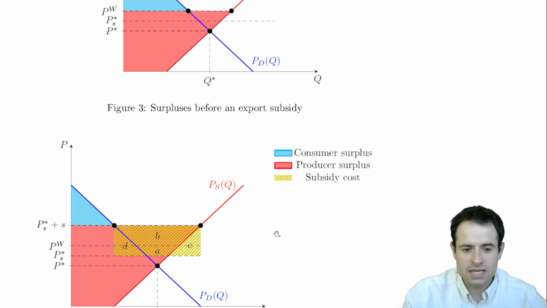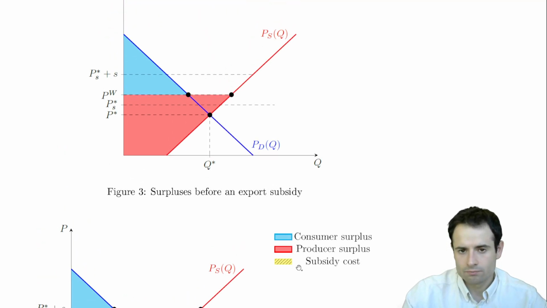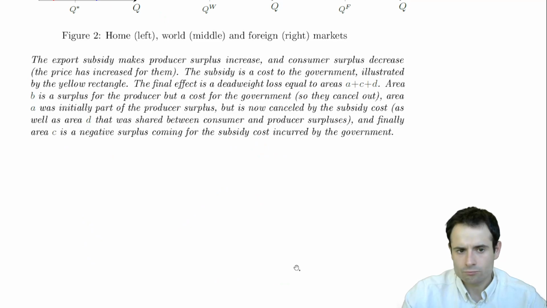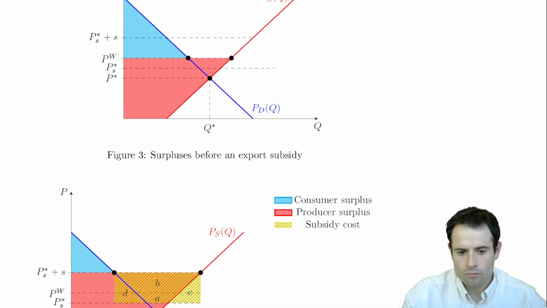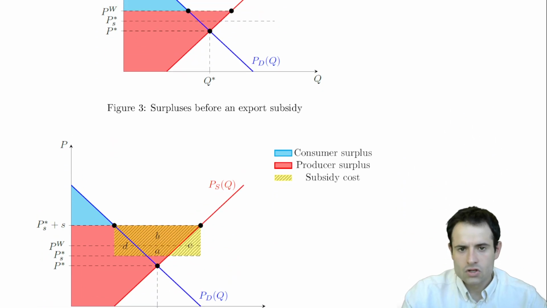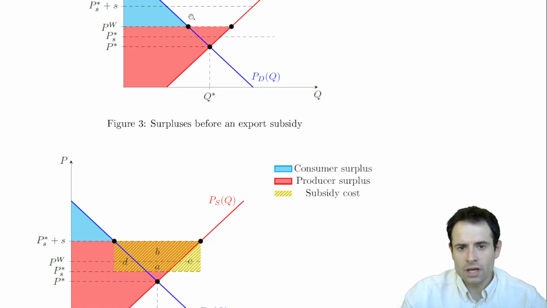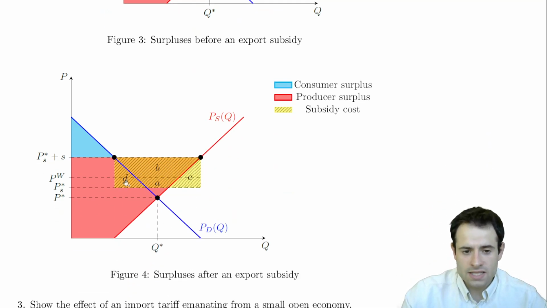And finally, D is going to cancel with this producer surplus. So area B used to be nothing, and now it is an area that cancels out with the producer surplus. So it is still a white area. D, A, and C, however, are net costs. Finally, the deadweight loss will then be D plus A plus C.